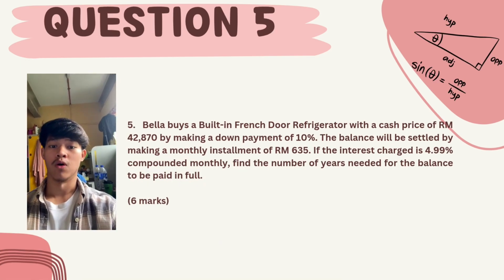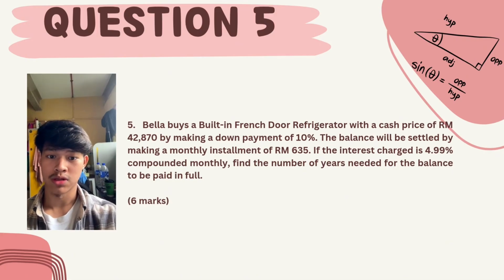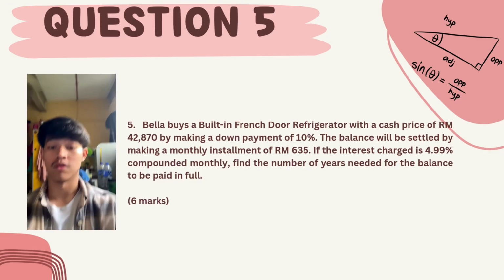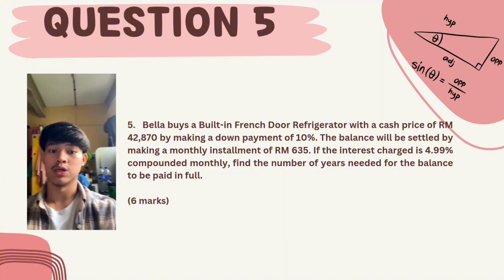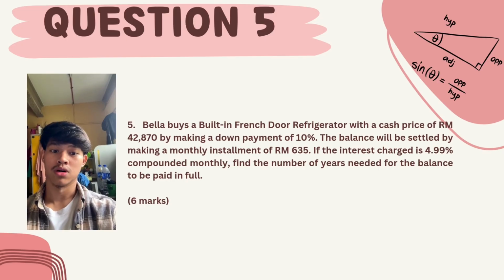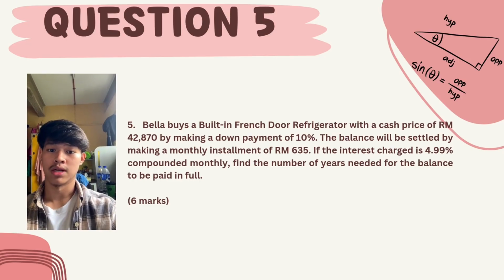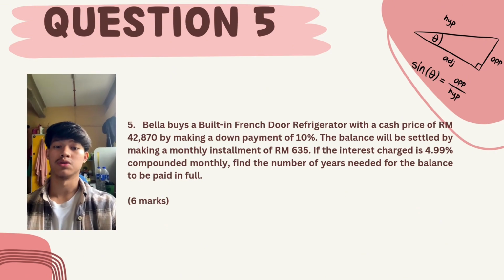So here it is for question number 5. Bella buys a built-in French door refrigerator with a cash price of 42,870 ringgit by making a down payment of 10%. So the balance will be settled by making a monthly installment of 635 ringgit. If the interest charged is 4.99% compounded monthly, find the number of years needed for the balance to be paid in full. You get 6 marks for answering this question.